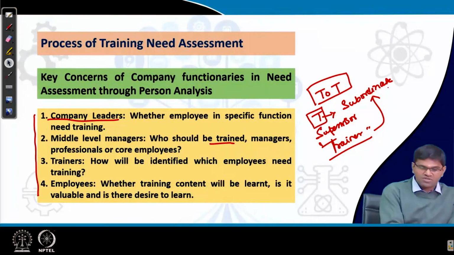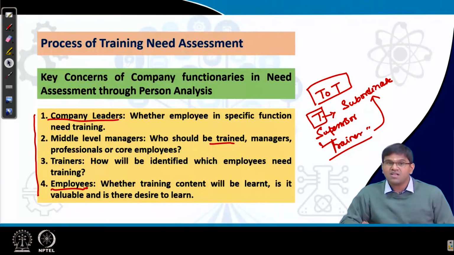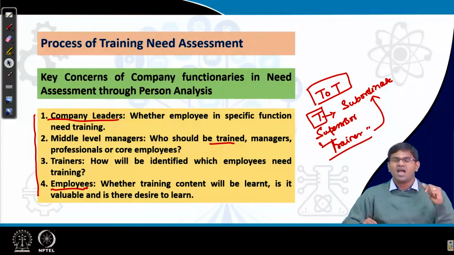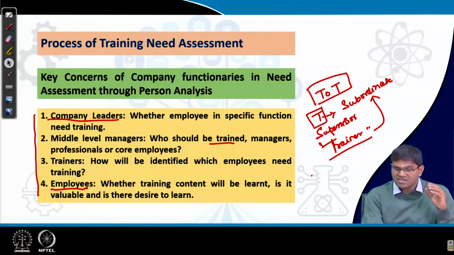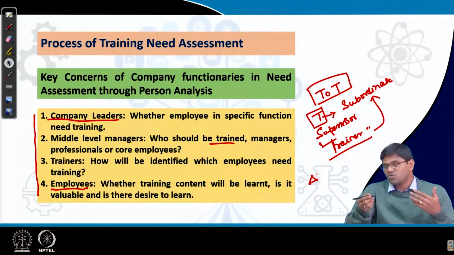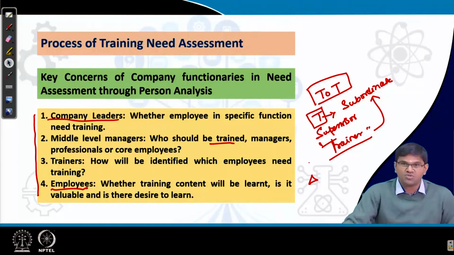Then of course employees: will the training content be learned, and is it valuable? Is there a desire to learn? We have to see whether employees feel that it is learnable, that they can learn by going through this training program. And if I want to participate as an employee, I have to feel that this is going to add value, that it is going to make a delta change from the current state to the next level. It is of value to me and I have a desire to learn. Yes, I have a passion or interest to learn through this training program.